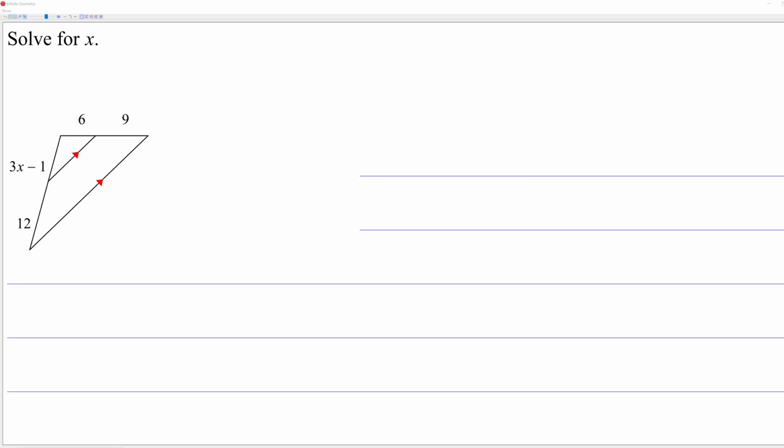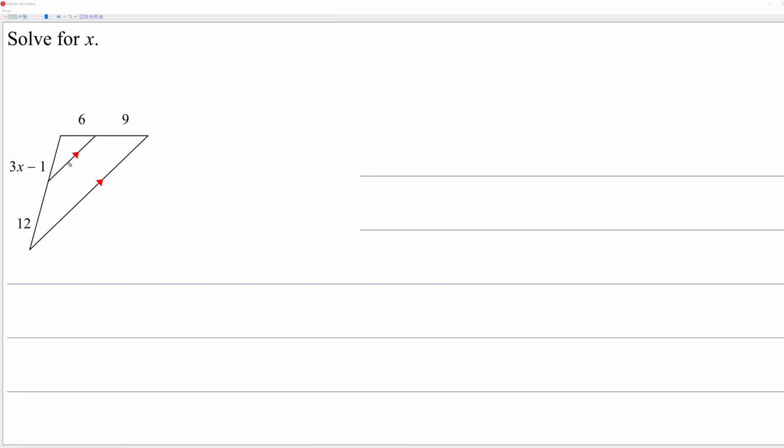This video is about some special cases when dealing with similarity. So if you look at this problem, we could actually solve this without knowing anything about the special cases. You could draw the two triangles separately and then add or subtract as necessary to get the total lengths of sides, and then write a proportion to solve for x. However, we don't have to do that.